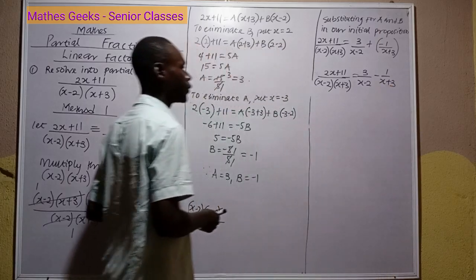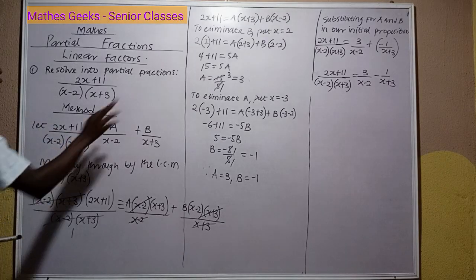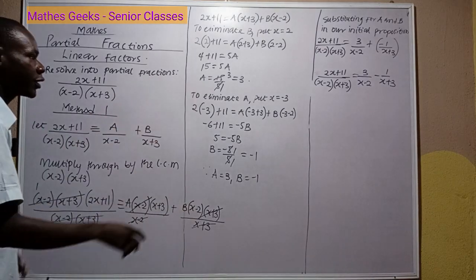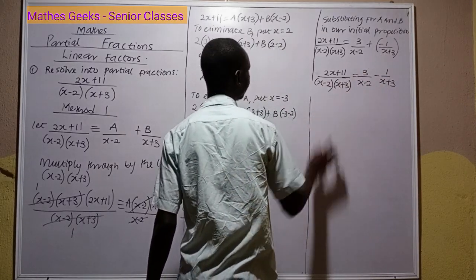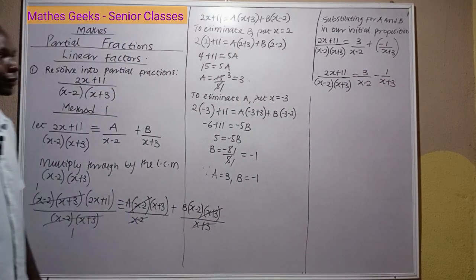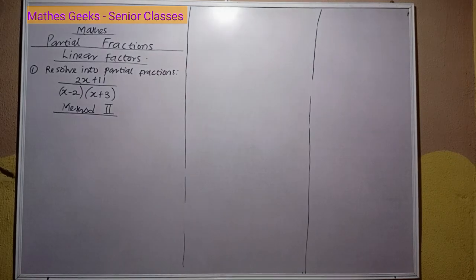That's the answer. So that way we have resolved this fraction into its various parts. So it was this fraction that was simplified to get this. That's what it implies. I just took you through the first method on how to resolve a given fraction into its parts.